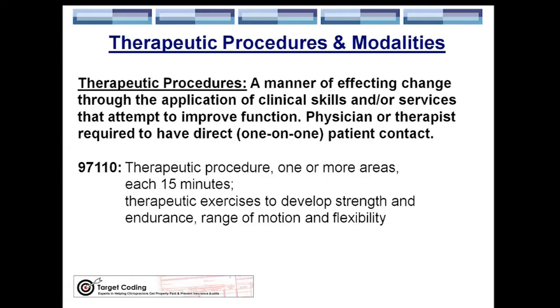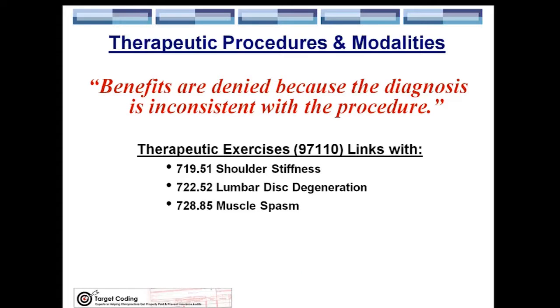So that's the first therapeutic procedure code here, 97110. The documentation must show objective loss of motion. There are certain diagnosis codes that link with therapeutic exercises. There are 3 examples right there on your screen. There are about 150 diagnosis codes that tie in or combine with 97110.